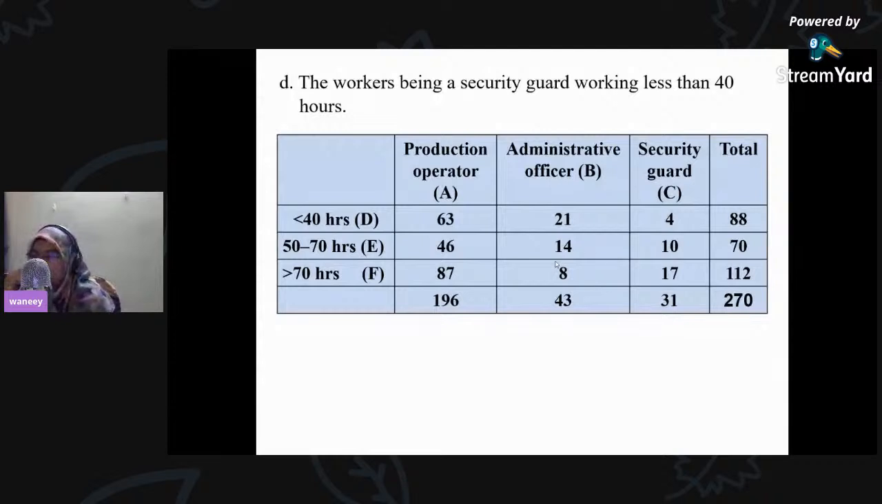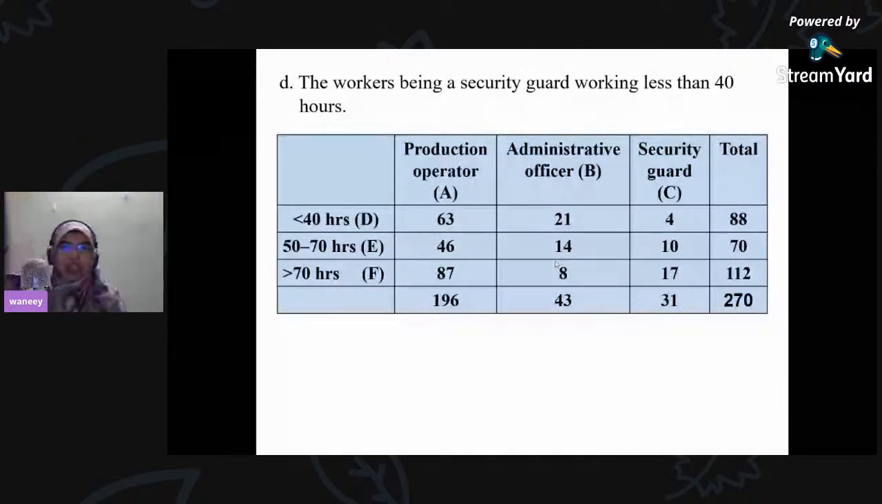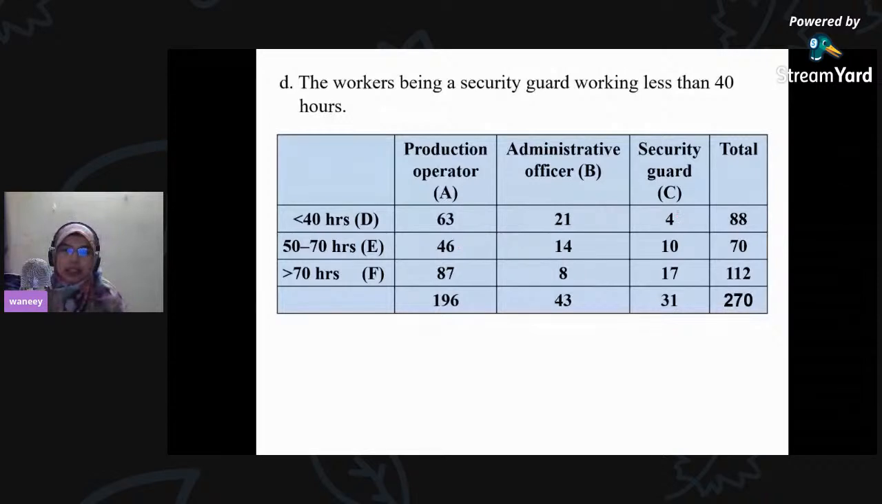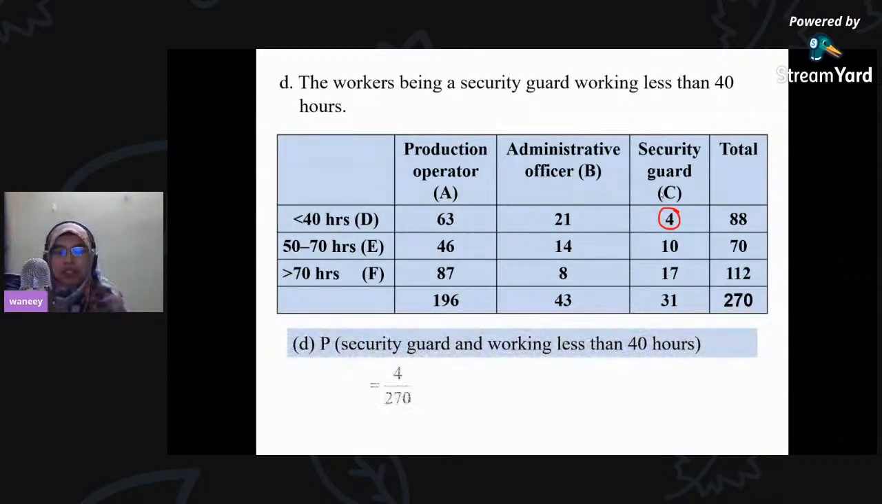Four over 270, and your answer is correct. Betul lah, security guard. So this is 4, less than 40 hours, also 4. Okay, so it does satisfy both of them. So 4 over 270, or this is 2 over 135.